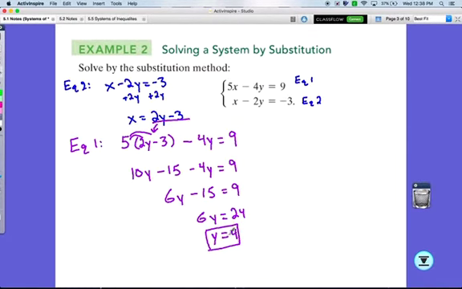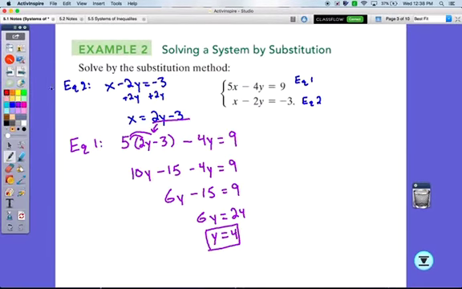So once I get the one answer, I'm going to back substitute it into either one of the equations. Okay, so I like equation 2. So if I back substitute, and I'm going to use equation 2, you don't have to. You can use equation 1. I'm going to say x minus 2 times 4, which is what I think the answer is, and that's negative 3.